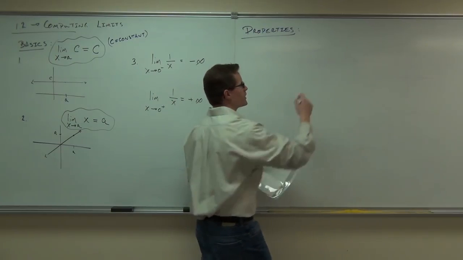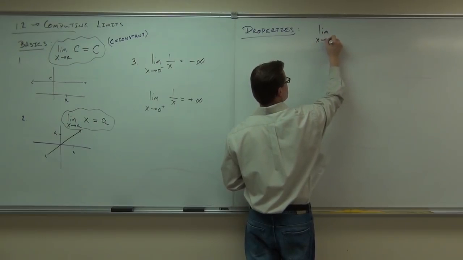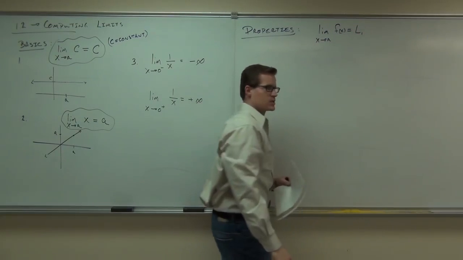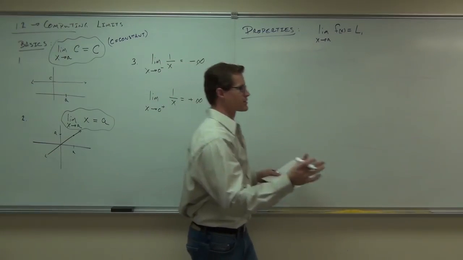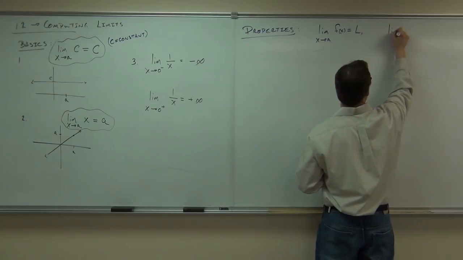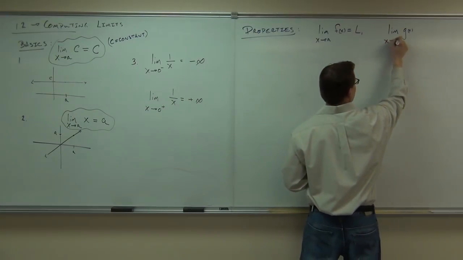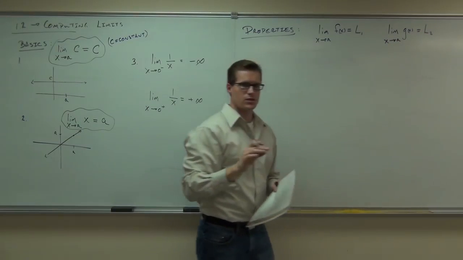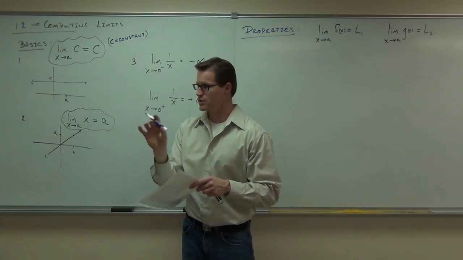We're going to assume that we have 2 functions, and that the limits exist for each one. So the limit of f of x as x approaches a exists, and the limit of g of x as x approaches a exists. Notice please that these limits are approaching the same exact value.